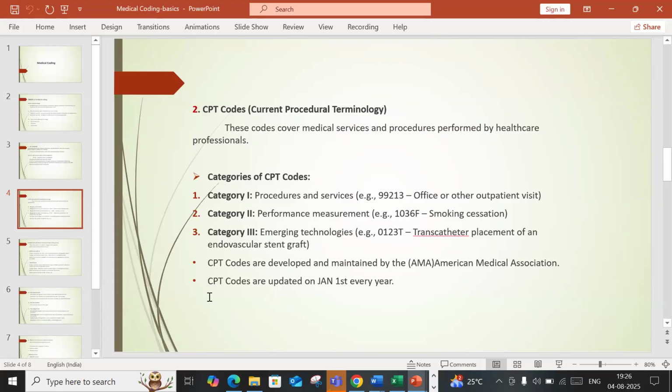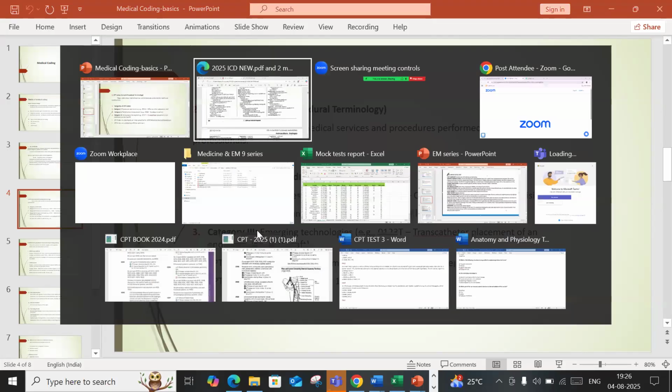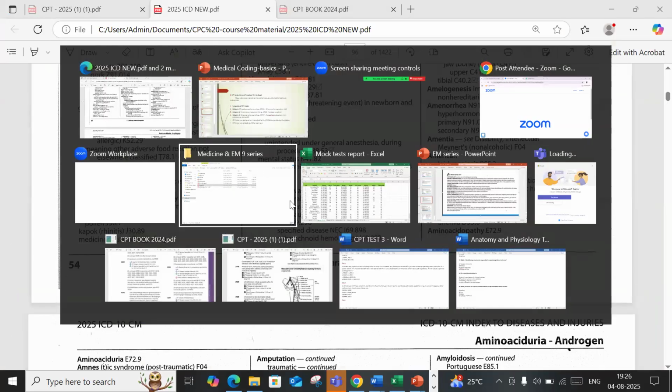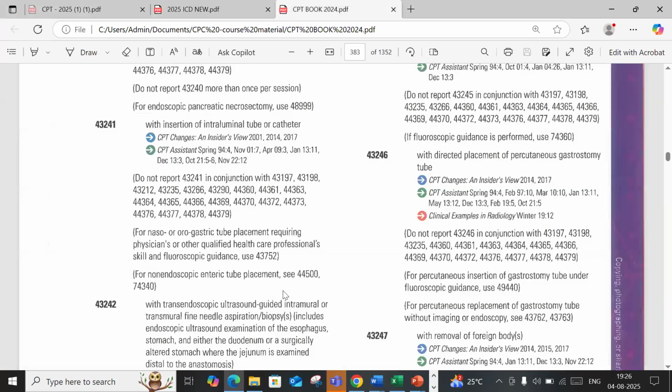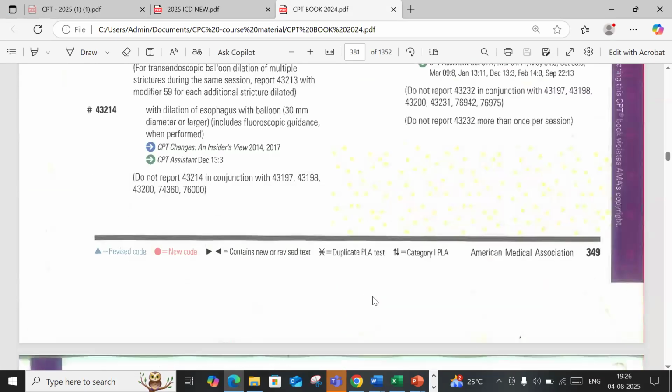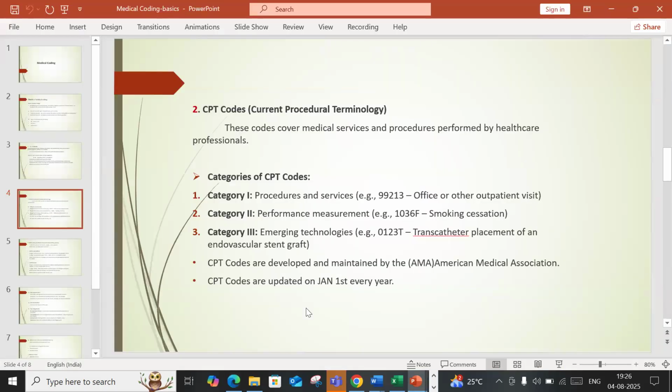What is this month? August. Yes, ma'am, updated. October month, it got updated, right? CPT, I'm not talking about ICD. This is the ICD manual, and this is the CPT manual. The CPT manual is getting updated by the AMA on January 1st. So today is August 4th, right? So did this CPT manual get updated for this year or not? Yes, for this year, updated, ma'am. Okay, it got updated.